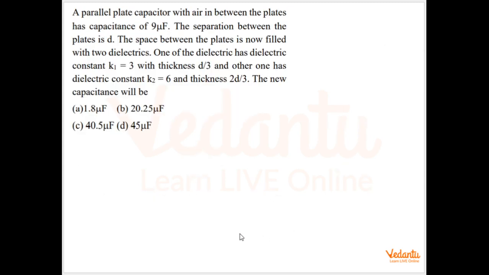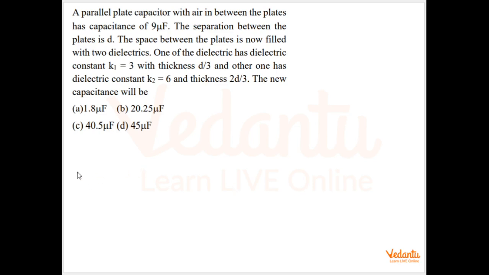Now in this question, my dear bachcha log, one second, let me increase the volume. Yes, in this question, what is happening is a parallel plate capacitor with air in between the plates has capacitance of 9 microfarads. Now the separation between the plates is D. The space between the plates is now filled with 2 dielectrics. One of them has a constant 3 and width D by 3. The other one has a constant 6 and thickness 2D by 3. We have to find out the new capacitance.